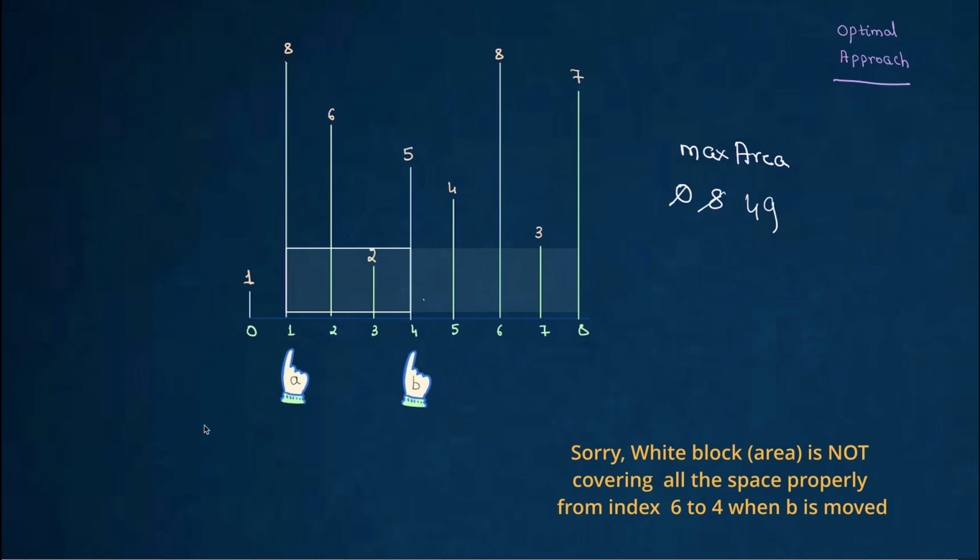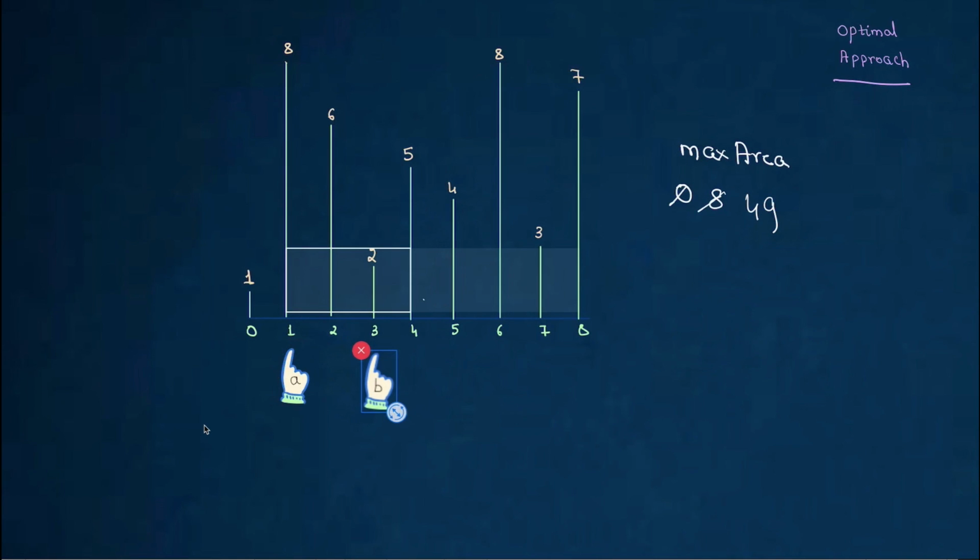Let's continue this process further. We'll move this because that's of less height when compared to A, and this would be our new area. 3 minus 1 is equal to 2 times 2. So 2 into 2 is equal to 4. This is not greater than 49, so I'll just keep it as it is.